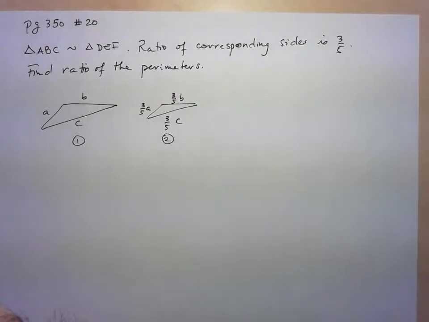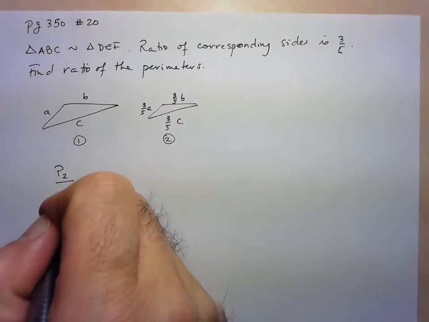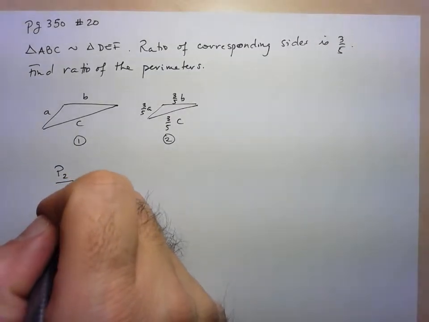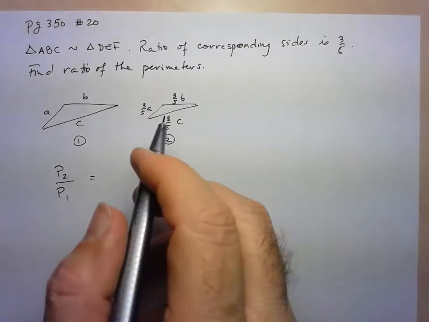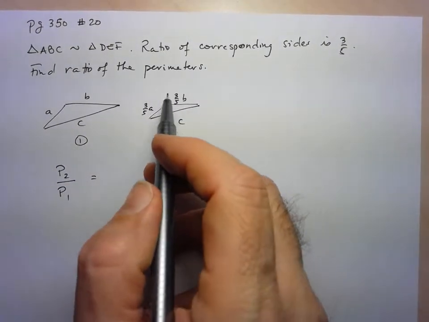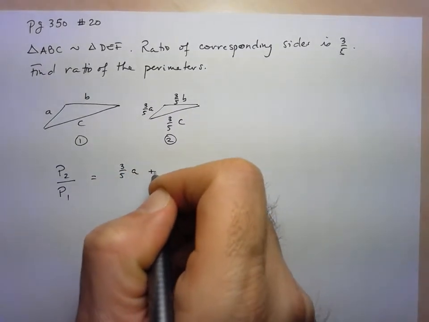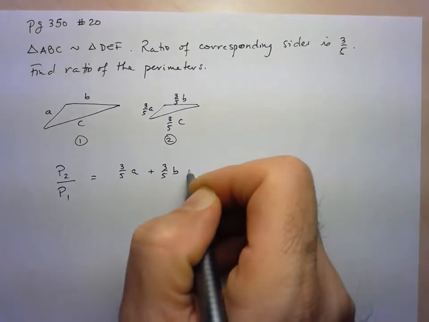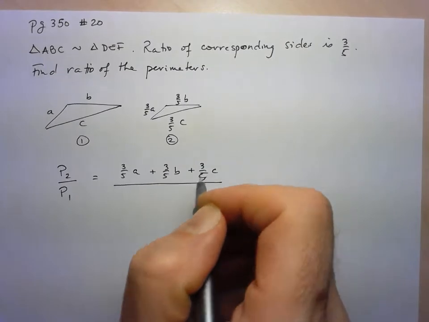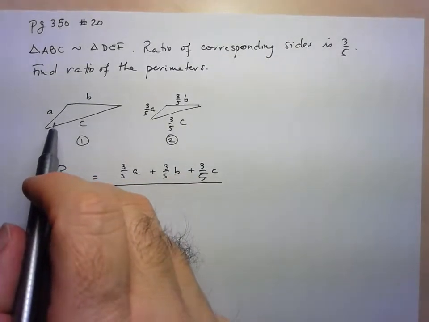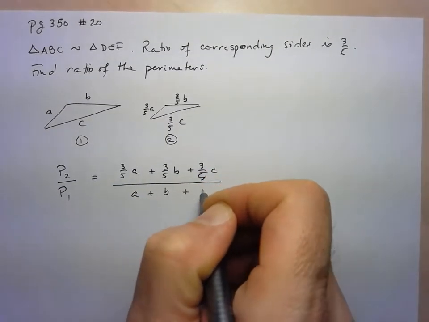So what I'm going to do is I'm going to find the perimeter of triangle 2 with respect to triangle 1, so the ratio of perimeter 2 to perimeter 1. So this perimeter to that perimeter. Okay, so what is the perimeter of the second one? Well, it's just the sum of these three sides. So it's 3/5 A plus 3/5 B plus 3/5 C. Okay, and then the perimeter of triangle 1 was just going to be, again, the sum of these three sides. So A plus B plus C.